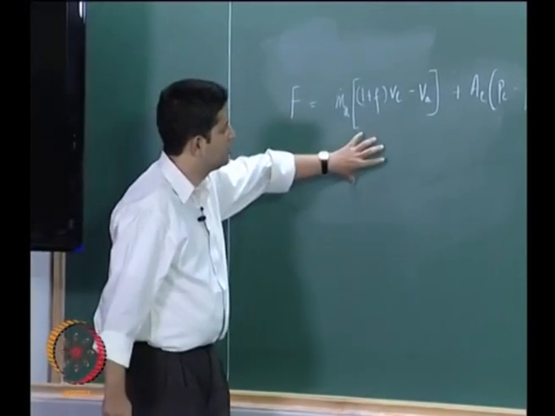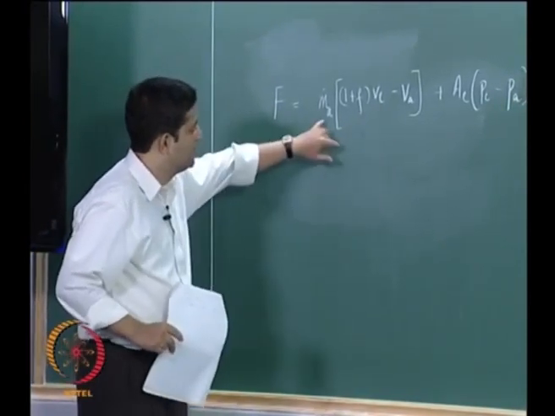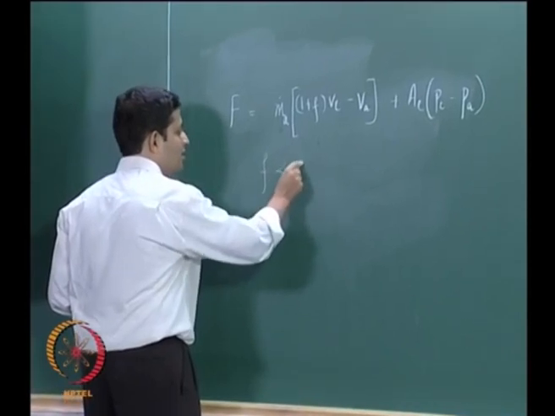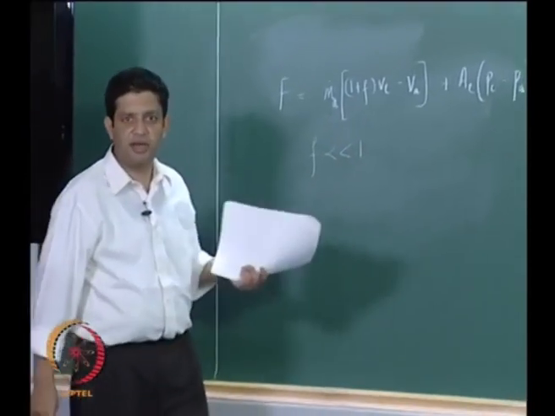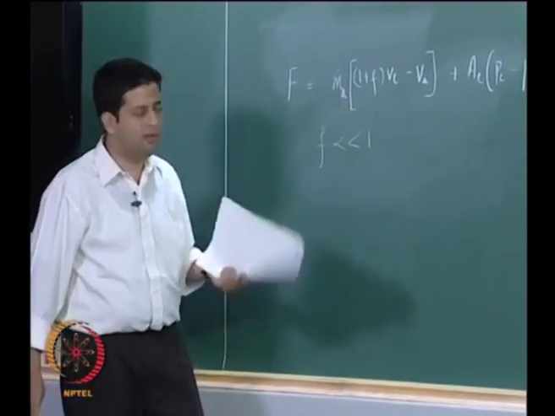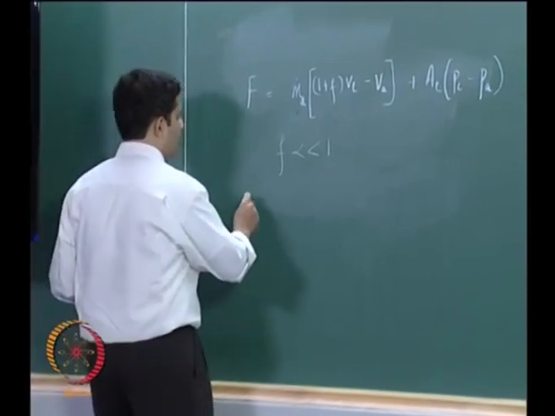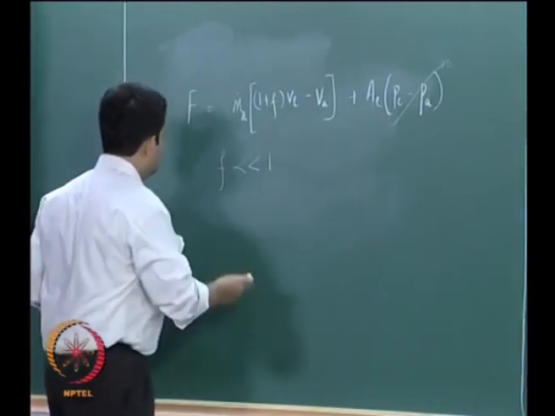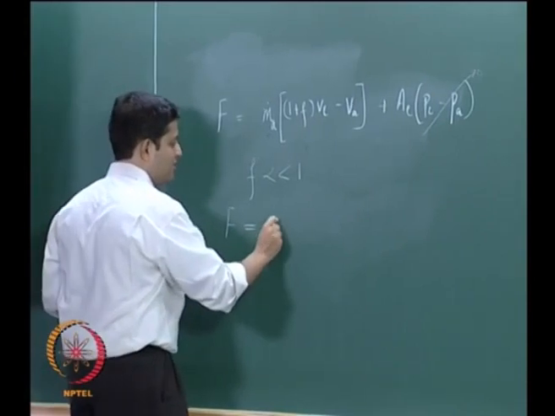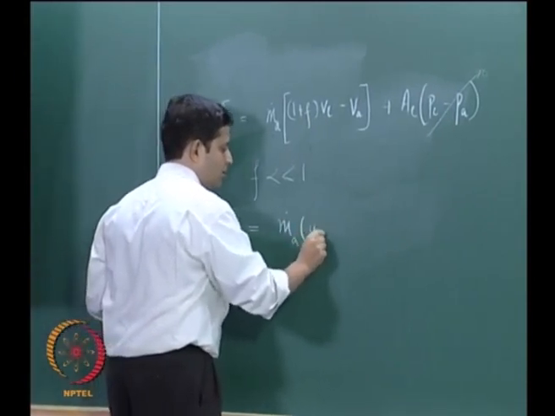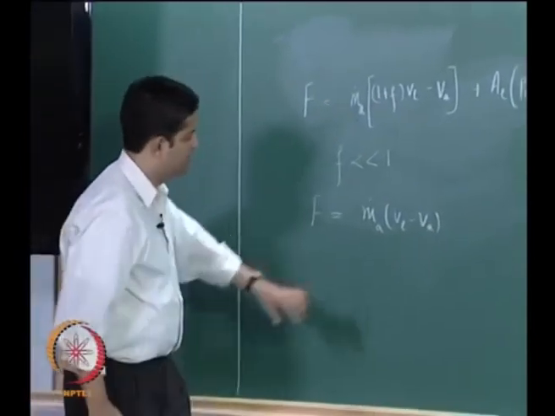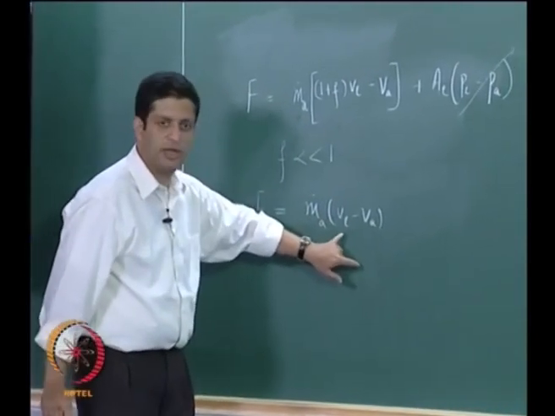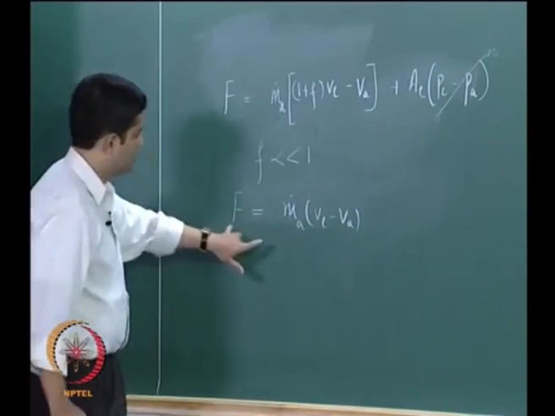If you look at this portion, you can look at it as mass flow rate into velocity differential. If we assume F to be very small compared to 1, F is typically around 0.3 to 0.1. If you assume this, and if you assume that exit pressure is equal to ambient pressure, then this goes to 0, and you can rewrite your thrust equation as mass flow rate into velocity differential between the flight velocity and the exit velocity of the jet. This is how thrust is obtained.